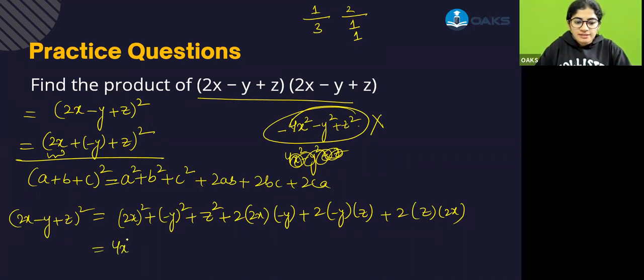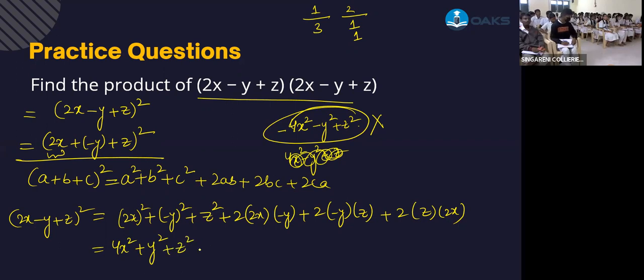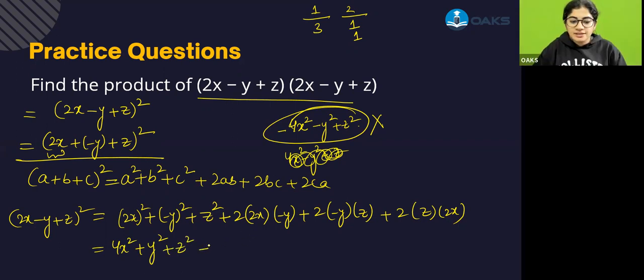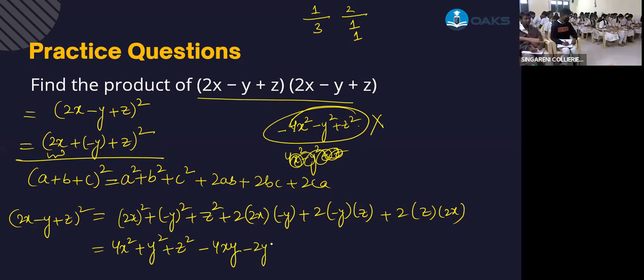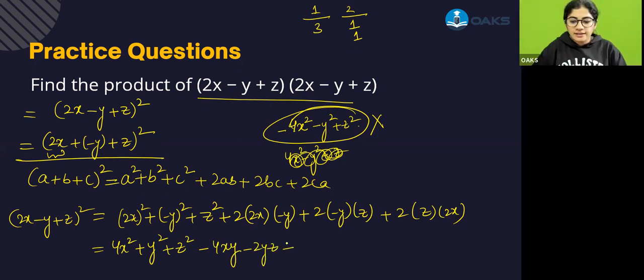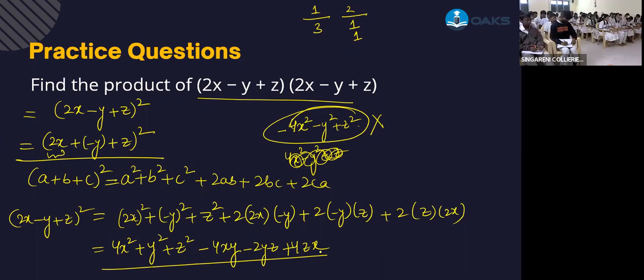See, 4x square plus y square, not minus y square, because when you square the terms, the negative will vanish. So I get this. Now here I get minus 4xy. Now I get here minus 2yz. Now I get here plus 4zx. So this is the correct answer. School 1, do you understand? Okay. So Vidyadhari, do you understand now?